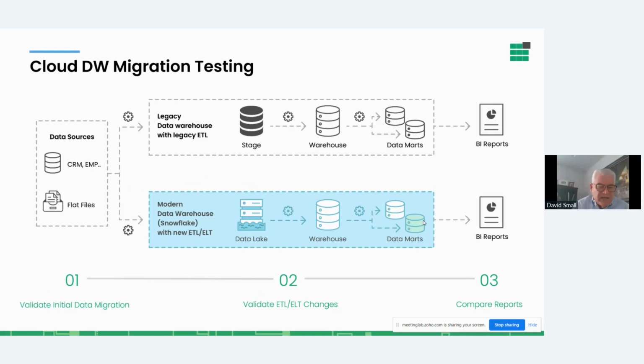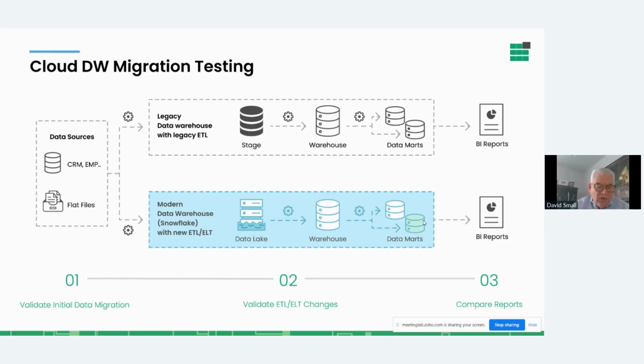With the ETL validation and people migrating to the cloud, what we found and what a lot of our customers and prospects are asking us about is, how do I validate the initial movement from my legacy data warehouse into my modern data warehouse? So if there's hundreds if not thousands of tables that are being moved, how do I validate that those tables have been moved properly? And so we have a migration wizard that allows you to do that test and that validation very quickly.